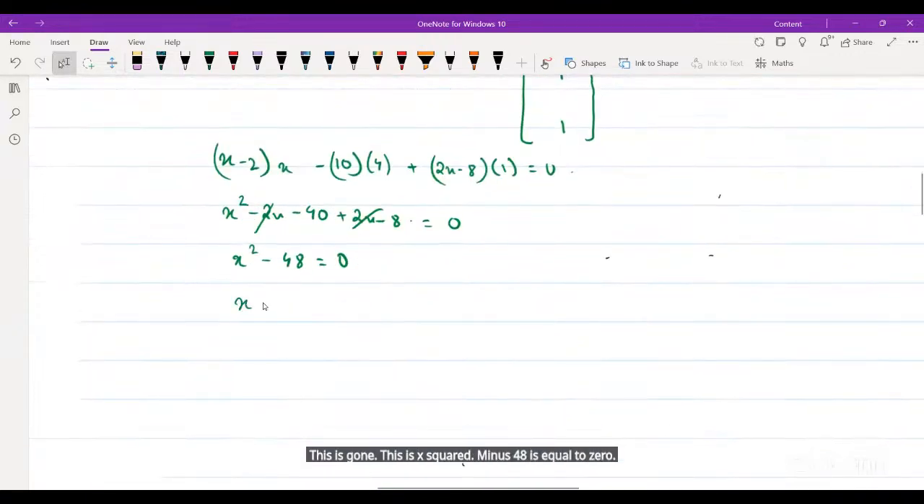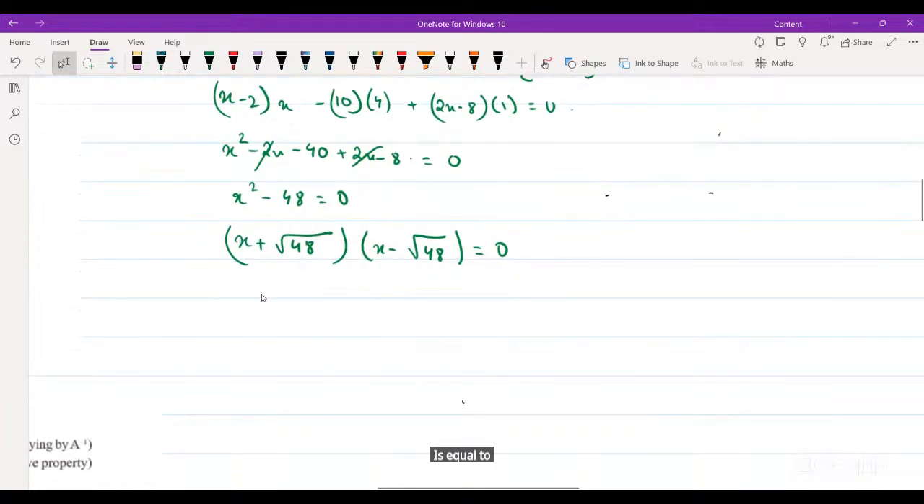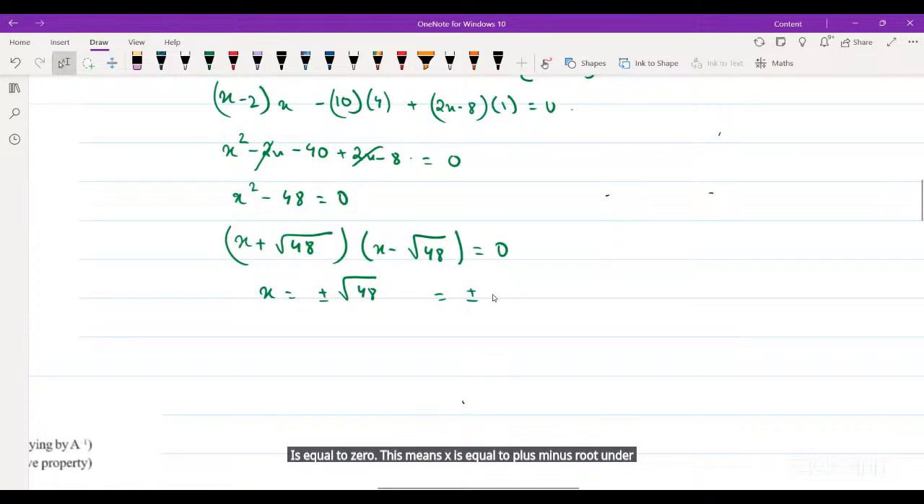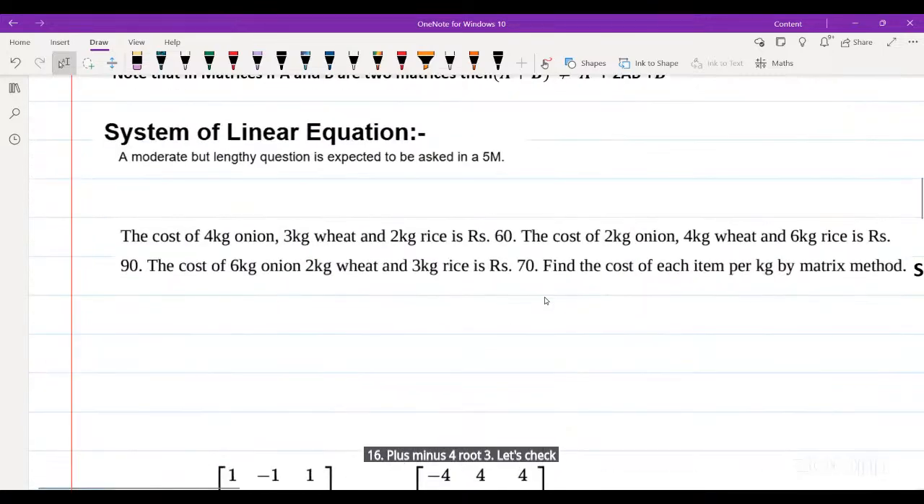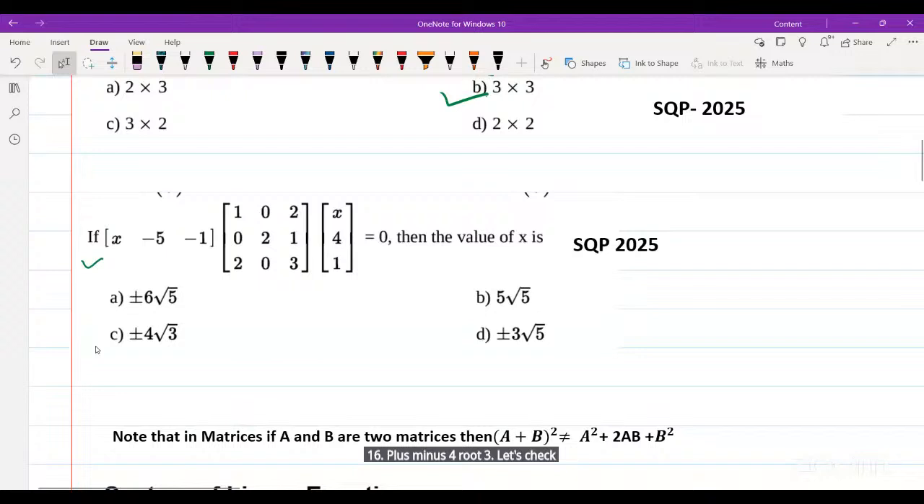Or we can say x plus root 48 into x minus root 48 is equal to 0. This means x is equal to plus minus root 48. So we can write this as 16 into 3, so plus minus 4 root 3. Let's check. So option C. I hope this is clear, people.